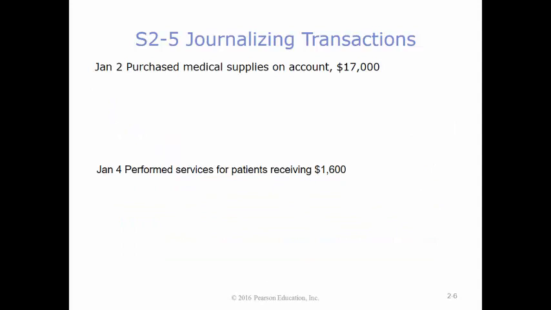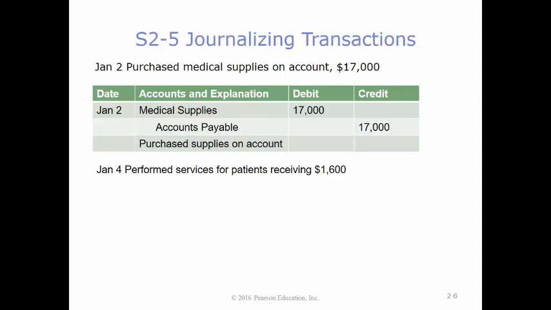On January 2nd, we purchased medical supplies on account. So we know that we received an asset, medical supplies. When we receive an asset, we would increase it, so our debit would be to medical supplies. We notice that we purchased this on account, so that means we did not pay cash. Remember, if you see the words on account, it's either going to be accounts receivable or accounts payable. In this case, it would be accounts payable because we purchased something and we received credit. So the transaction would be a debit to medical supplies for $17,000 and a credit to accounts payable $17,000.